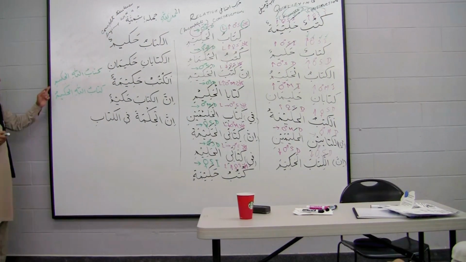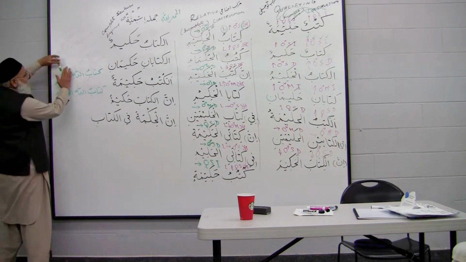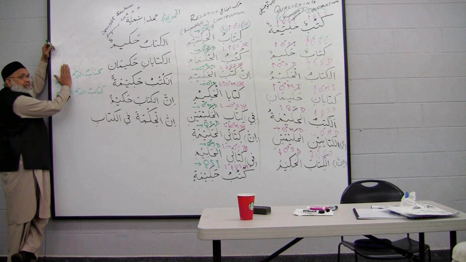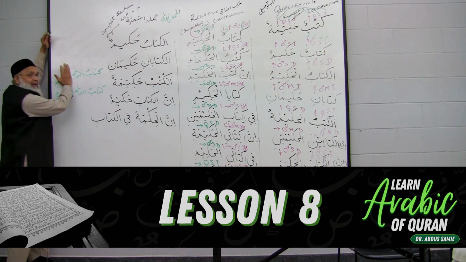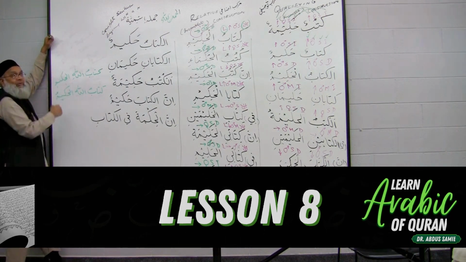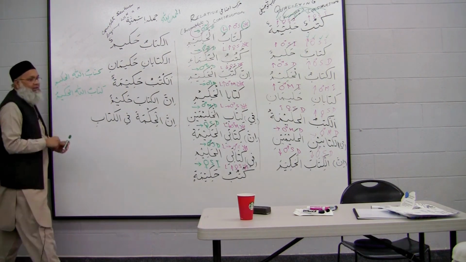Kitabullahil Hakimi. Kitabullahil Hakimu. Now, Kitabullah, what is this construction? This is a relative construction, book of Allah. Now, the qualification after that is being described as Al-Hakimu. Right? So, first you analyze this Kitabullahi.